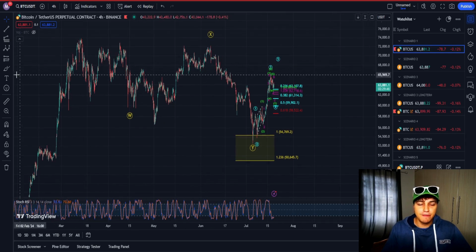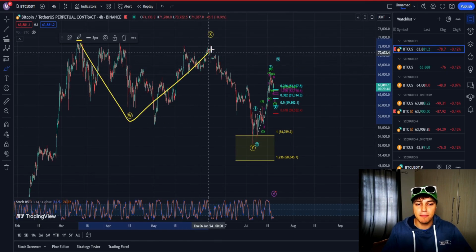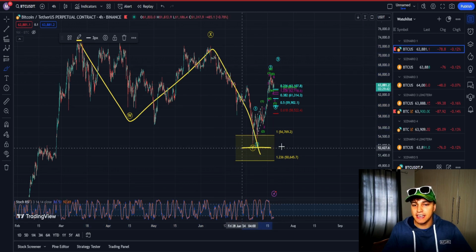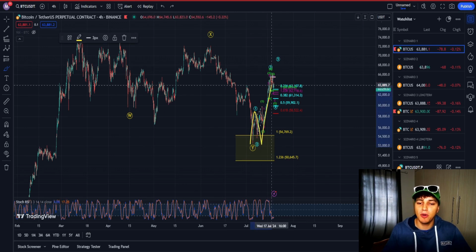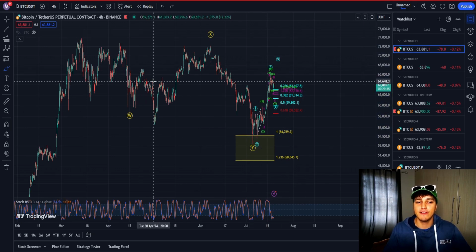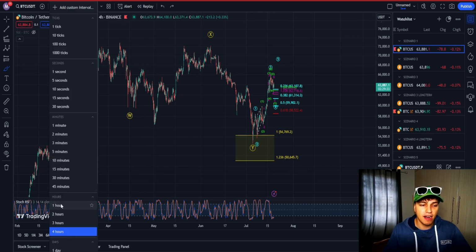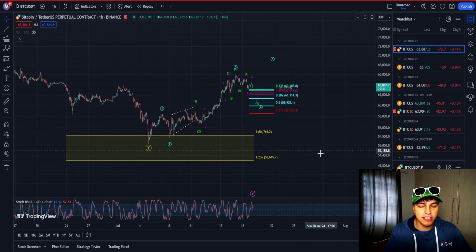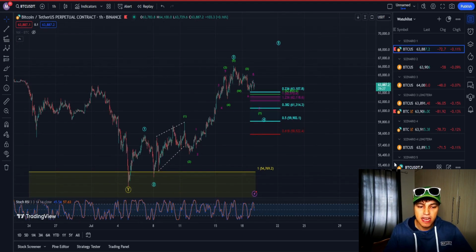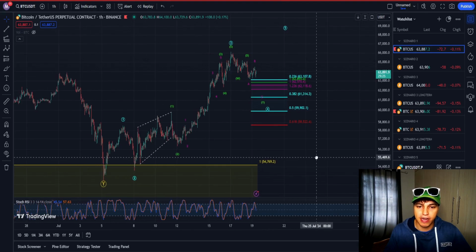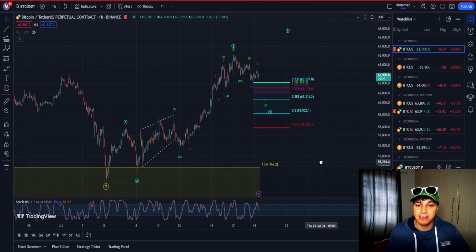So the first scenario, we have a WXY in a finished low structure. We now should be seeing impulsive moves to the upside in that larger degree wave 5. But if we go into the smaller degree time frame, we can see what is playing out here. This is the first bullish scenario, and in my eyes, the most likely at the moment.